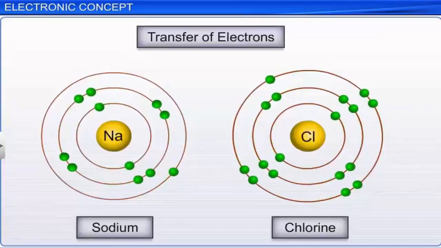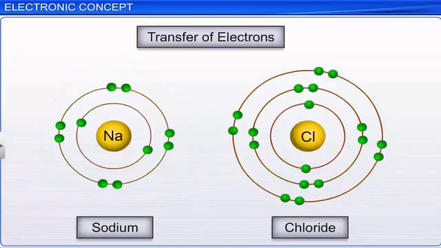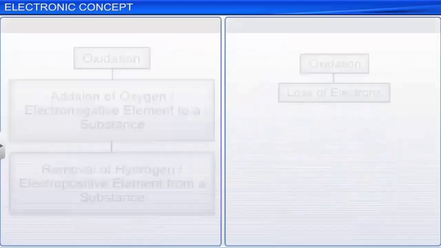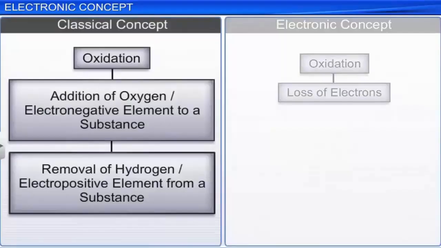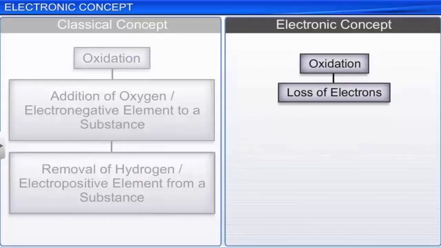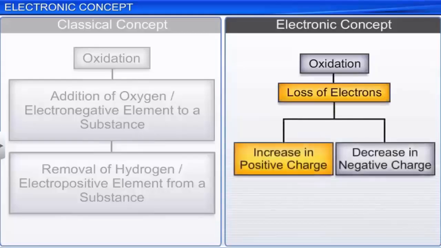The electronic concept conveniently explains the redox reactions in terms of transfer of electrons from one species to the other. Let us see how. While the classical concept defines oxidation in terms of addition or removal of elements, the electronic concept defines it as loss of electrons. In a chemical reaction, during the formation of products from the reactants, the loss of electrons results in the increase of positive charge or decrease of negative charge of the species.